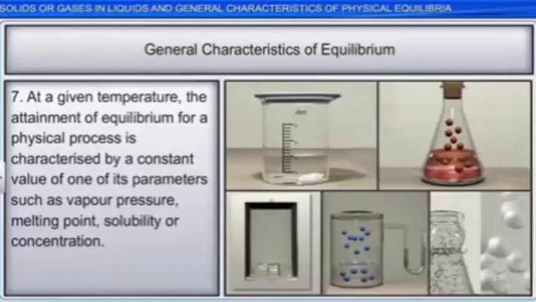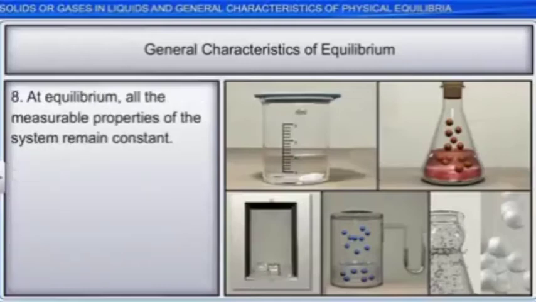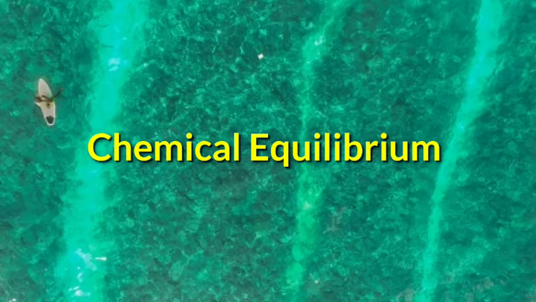Next one, at equilibrium, all the measurable properties of the system remain constant. For example, for the solubility of a solid in a liquid, solubility remains constant at a given temperature. Next, we will discuss chemical equilibrium. The equilibrium in chemical processes is called chemical equilibrium.